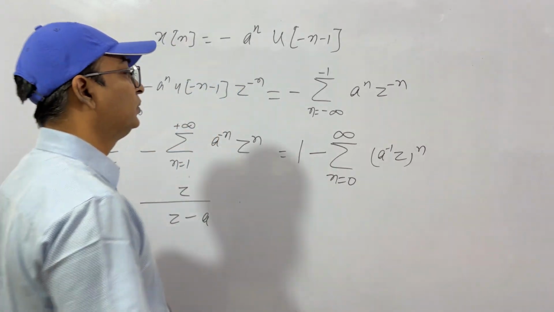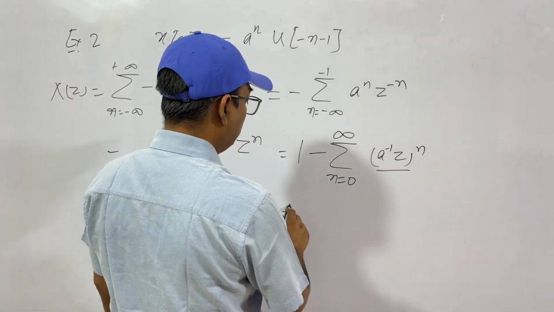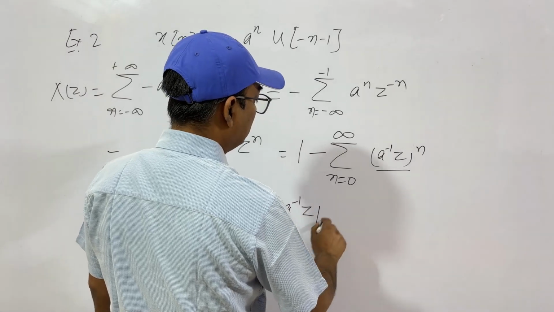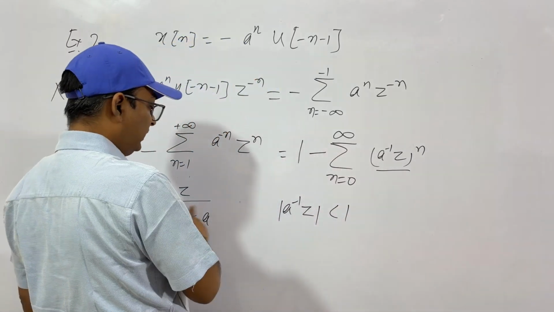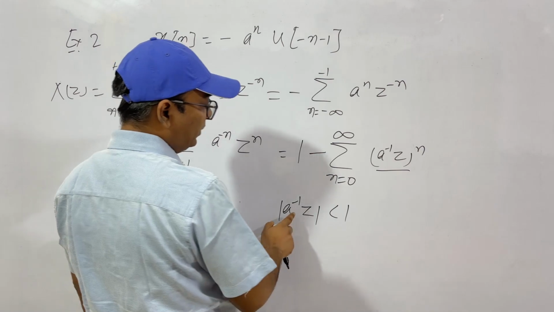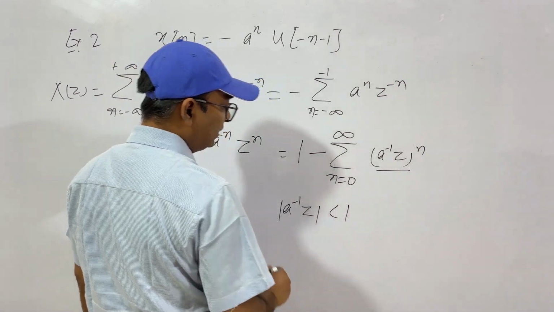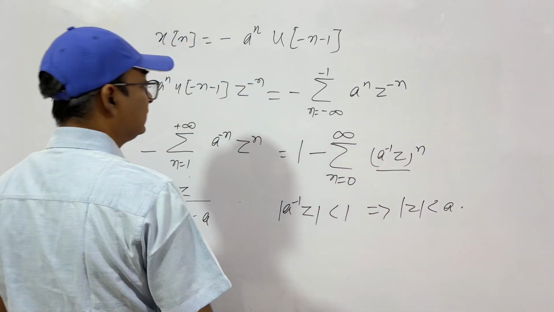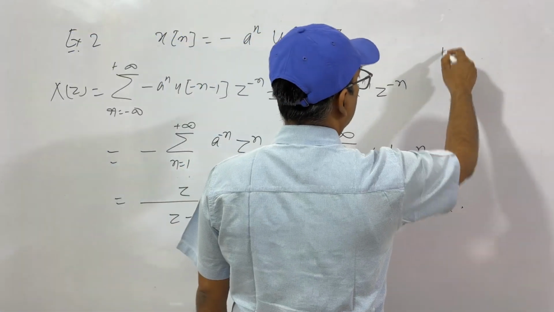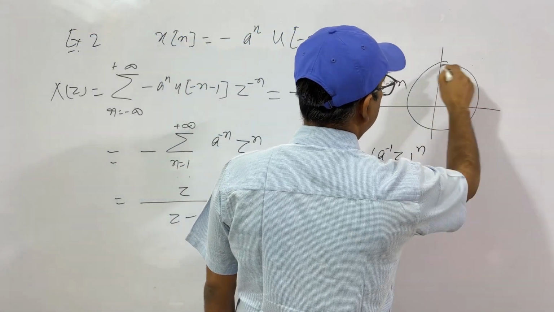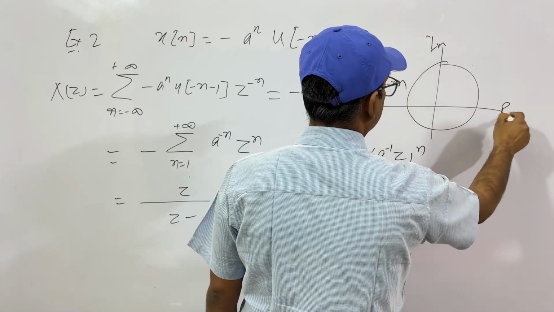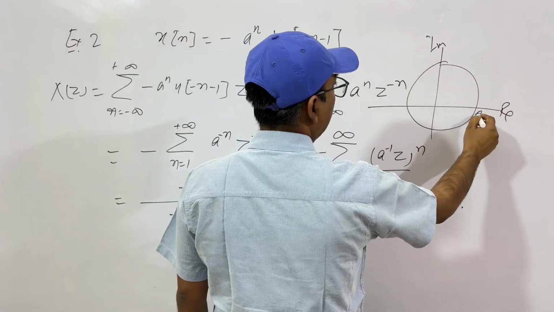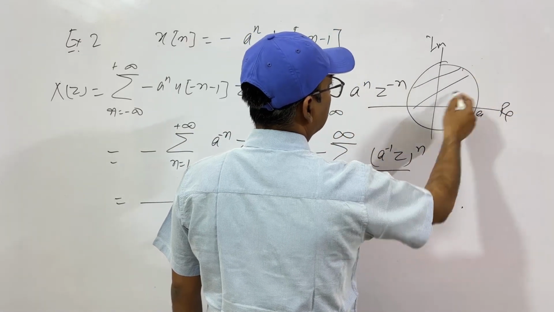Now let's come to this point. This has to be a inverse z, the modulus has to be less than 1, so that we could calculate the progression. What is the meaning of this? This means mod of z less than a. That is, the region of convergence, I'm plotting it here, the region of convergence here will be less than a. So if this is a, it is inside this.